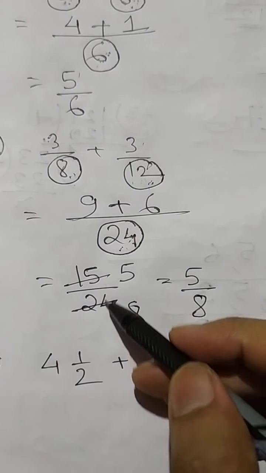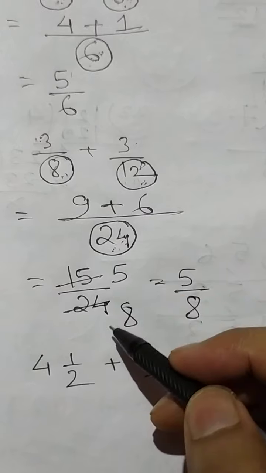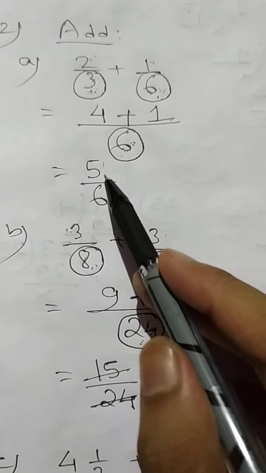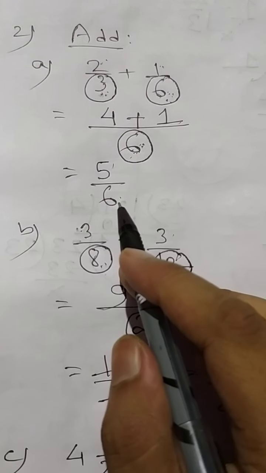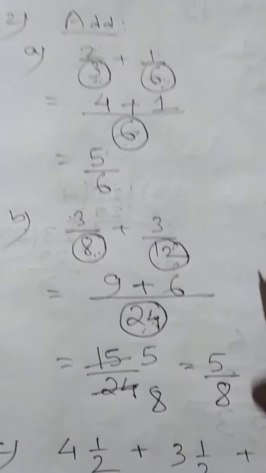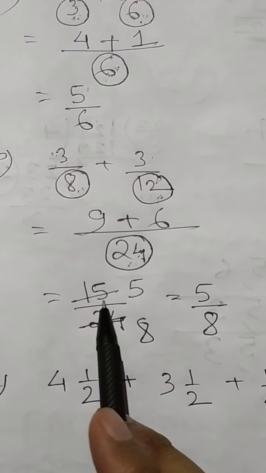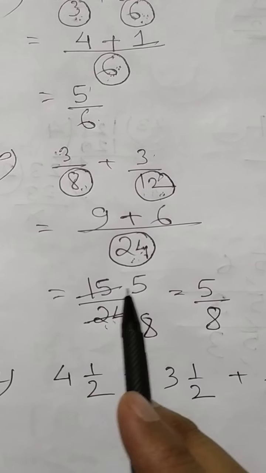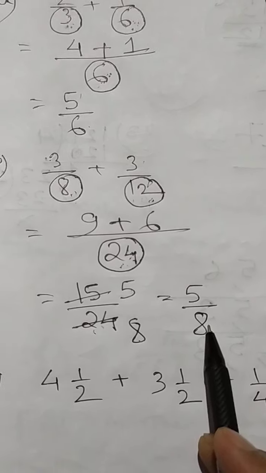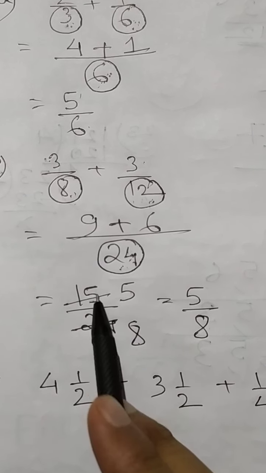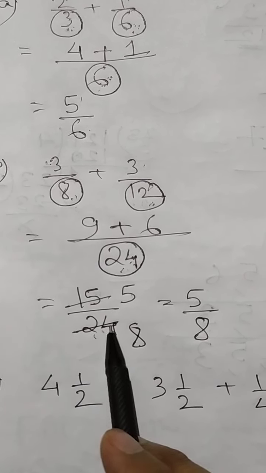So after finding the answer, you have to see whether it gets cancelled or not. See the previous answer, 5 by 6. We cannot cancel, this is the simplest form. But here, after addition, your answer is coming 15 by 24. This one you can cancel with 3. So 3 5s are 15 and 3 8s are 24. Your answer is 5 by 8. Again, I am telling, with the same number you have to cancel, numerator and denominator.